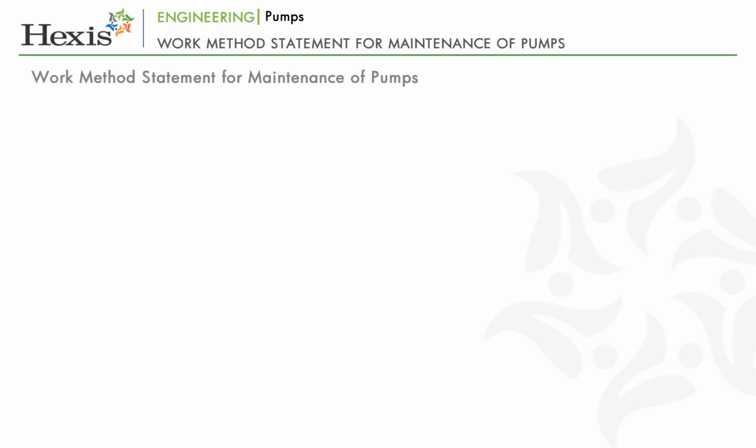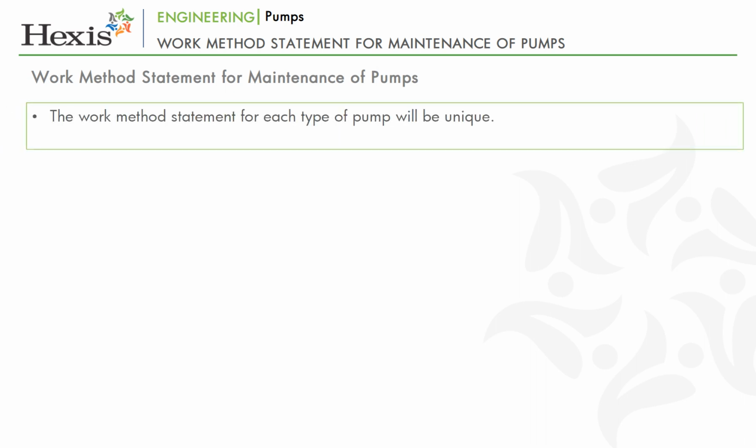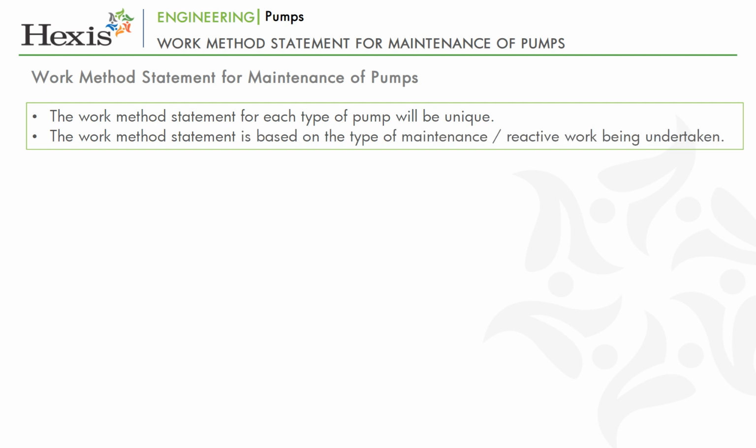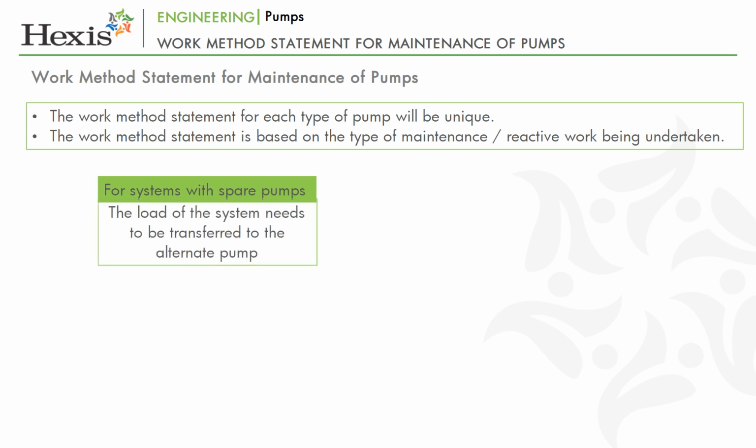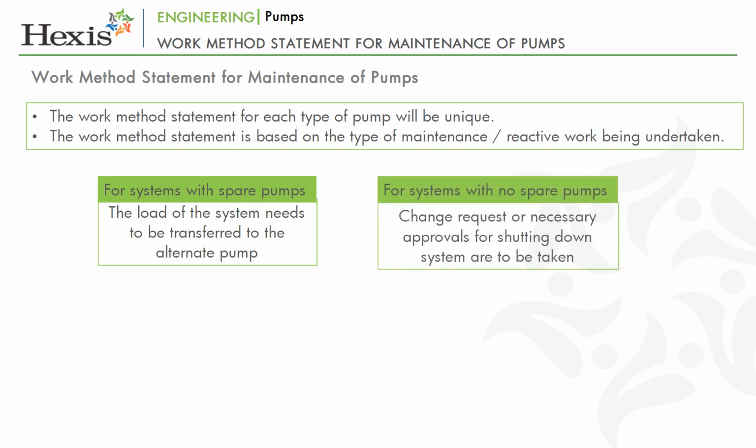Let us now understand the work method statement for maintenance of pumps. The work method statement for each type of pump will be unique and based on the type of maintenance or reactive work being undertaken. However, the following elements should necessarily be part of the work method statement. For systems with spare pumps available, the load of the system needs to be transferred to the alternate pump. Where no spare capacity is available, change request or necessary approvals for shutting down systems are to be taken.